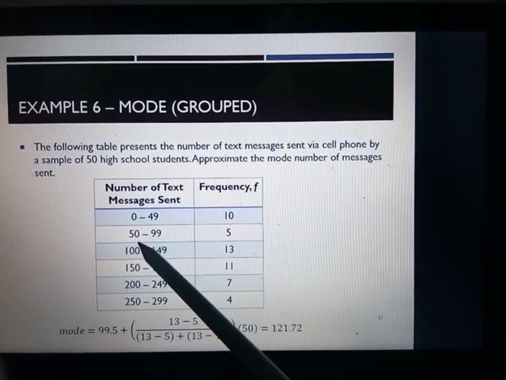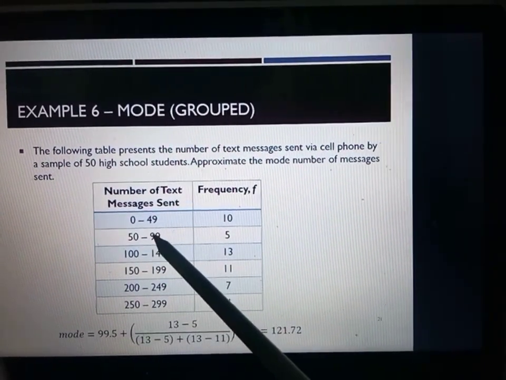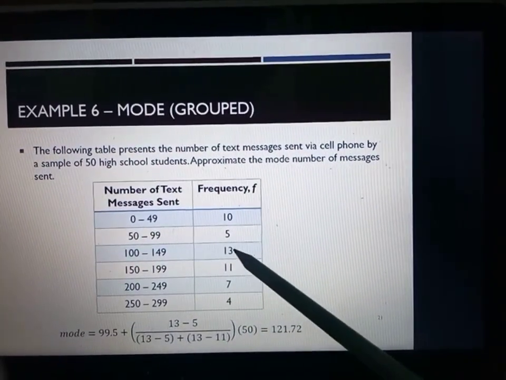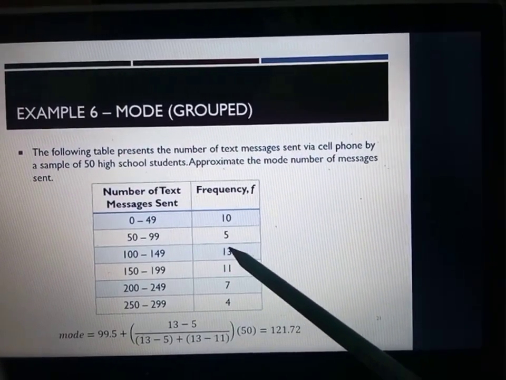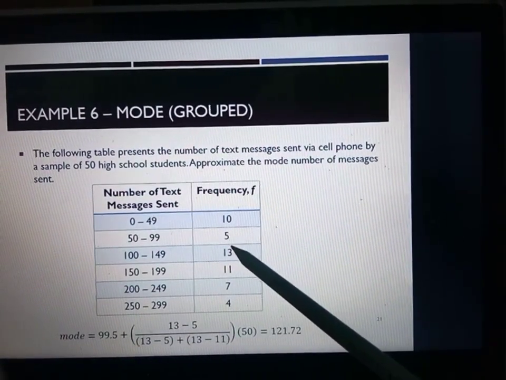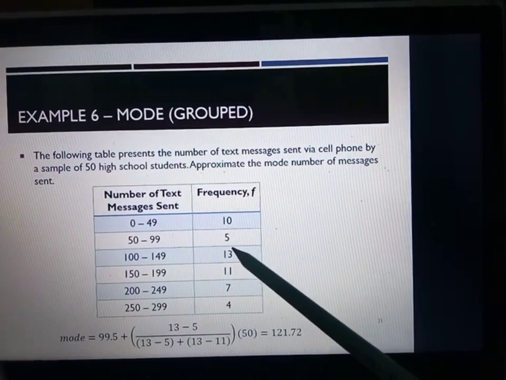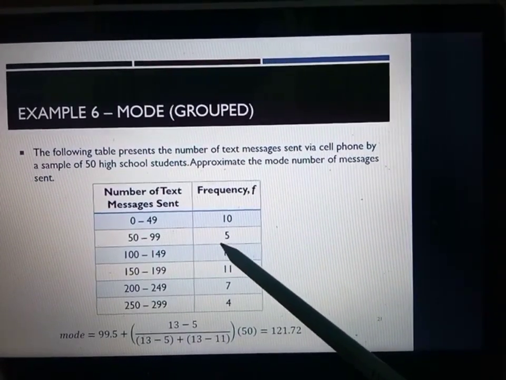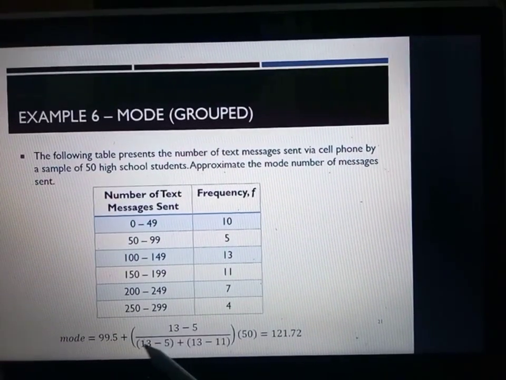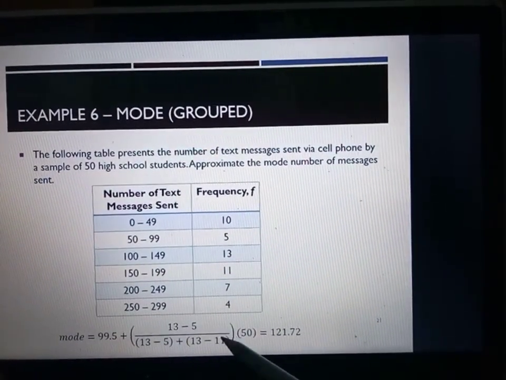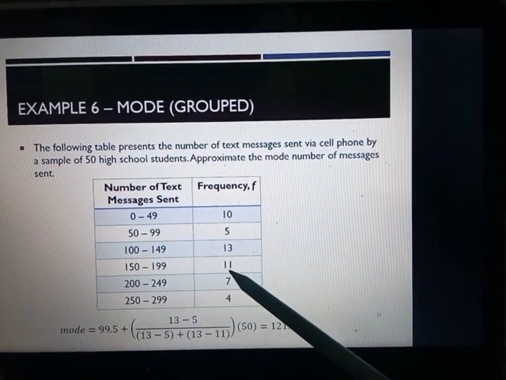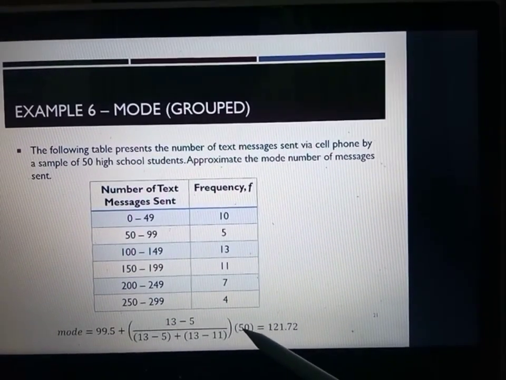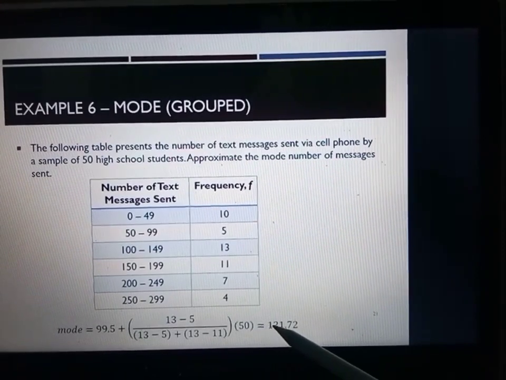The lower bound for this class is 99.5, from here. Then using the formula, delta 1 is 13 minus 5, the frequency of the class before, and delta 2 is 13 minus the next frequency. Then multiply by the class width. So the answer is 121.72.